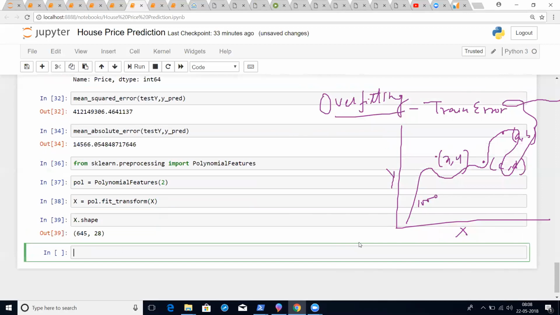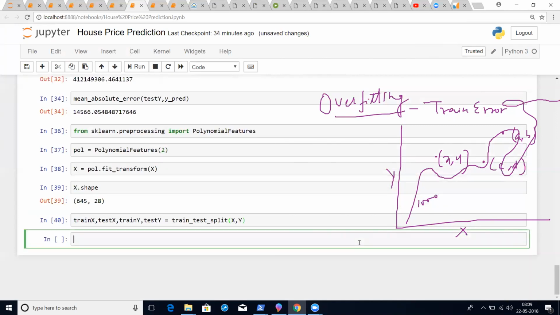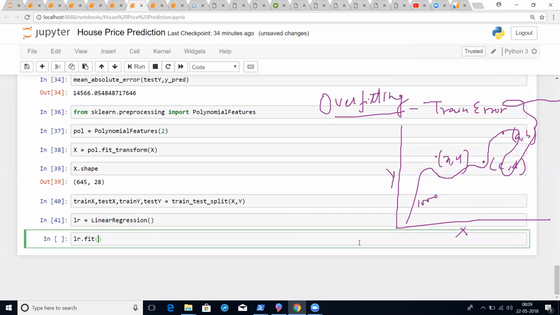Now you need to divide the data into train and test, because train data should also have that much of the same part of the data. Train x, test x, train y, test y, with train_test_split on X and y. Okay, so you create the LR linear regression, then LR.fit on train x.